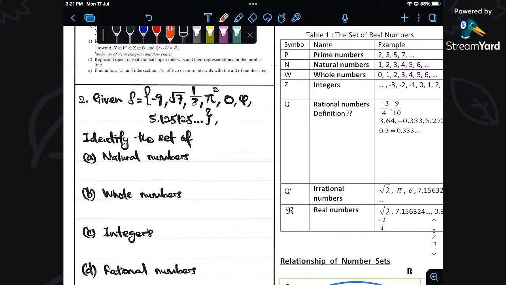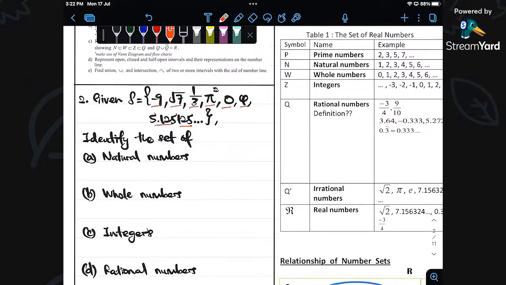So given that -9, square root 7, 1/3, pi squared. Pi squared is a number. If you do not believe me, you can press pi and then square in your calculator, and we will see what we get later. So we have also 0, we have 4, we have 5.125125.